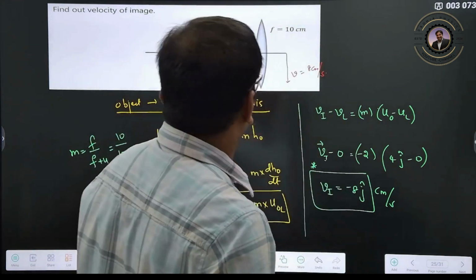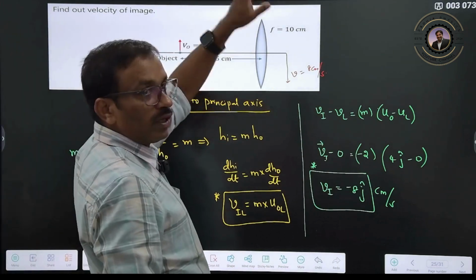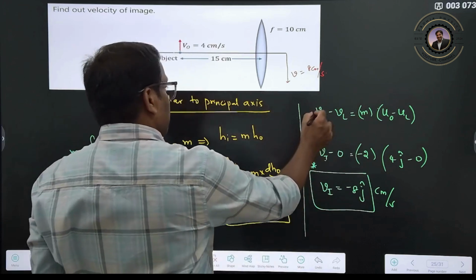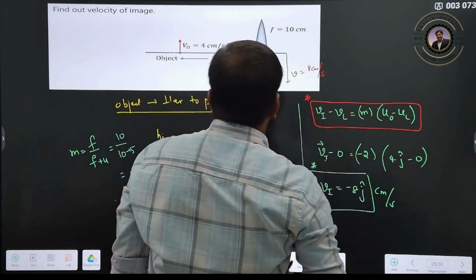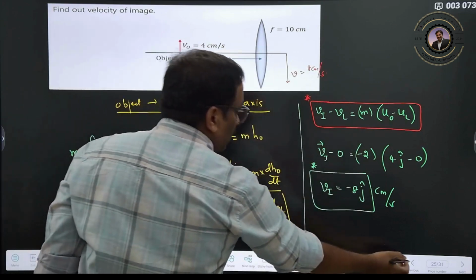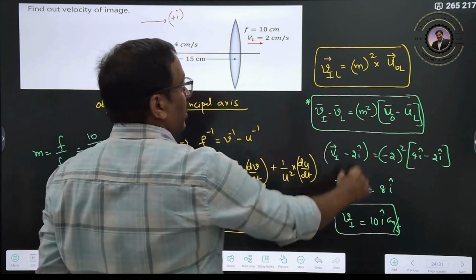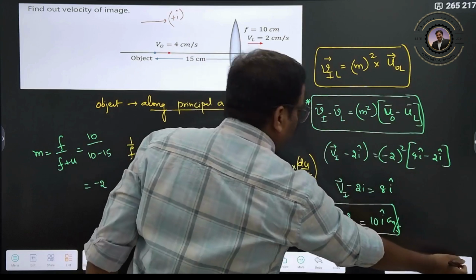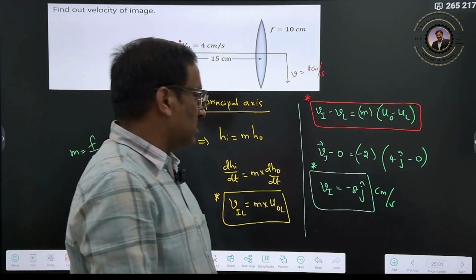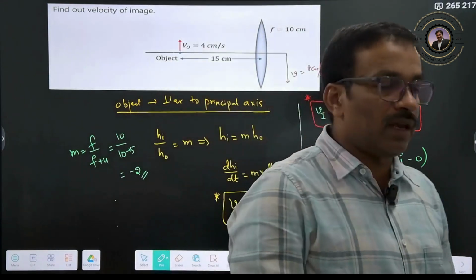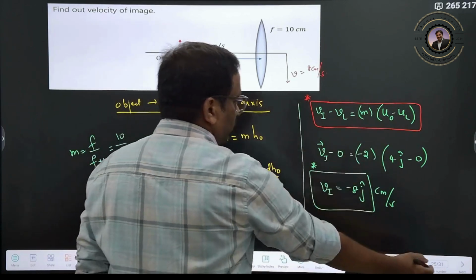So in this way you can solve. Sometimes they may give that the lenses are also moving, then apply this formula, clear. This is for perpendicular and this is for along the principal axis. Along the principal axis there is a square; perpendicular to it the square will not be there, that's all. You need to remember these things, then you can practice this type of questions so that you can become perfect.